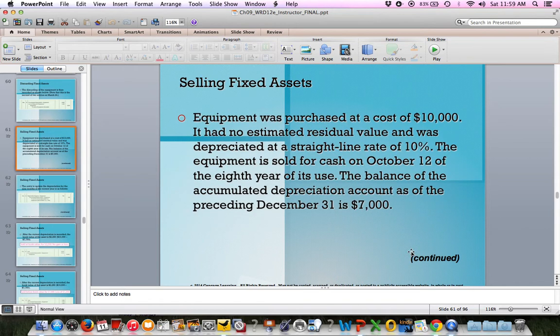So, selling fixed assets. What if I decide to actually sell a fixed asset? This is equipment purchased at a cost of $10,000, with no residual value, depreciated straight line at 10% per year. The equipment is sold for cash on October 12th in the 8th year of its use. Balance of depreciation as of the preceding December 31st was $7,000. So the first thing we do is note that depreciation was $7,000. I have to get depreciation current from December 31 to October 12, get that up to date, and then I can record the sale.